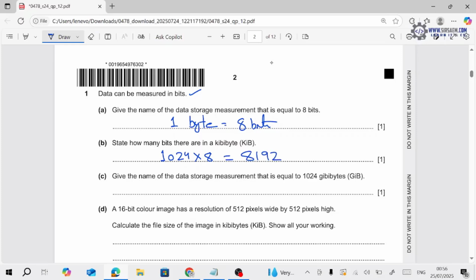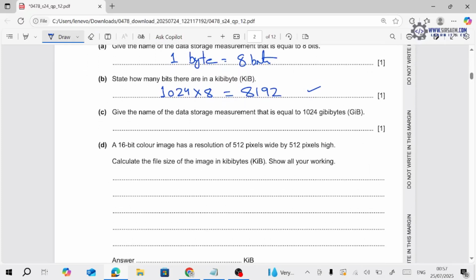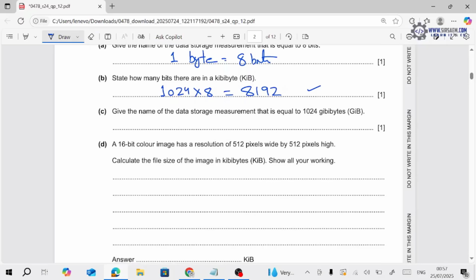So being a computer science student, there are some of the multiplications and divisions that with practice you would obviously learn by heart. This is the reason why I did so fast, because obviously I've been teaching it for long. Give the name of the data storage measurement that is equal to 1024 gigabytes. Obviously that is actually 1 TiB, tebibyte. Okay, it's also known as TiB with an i.